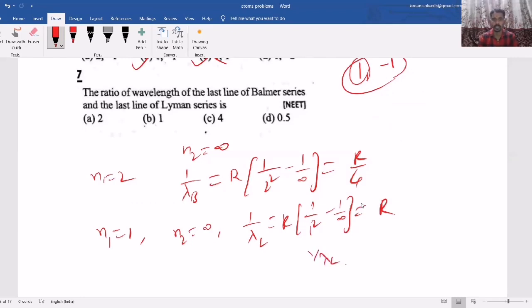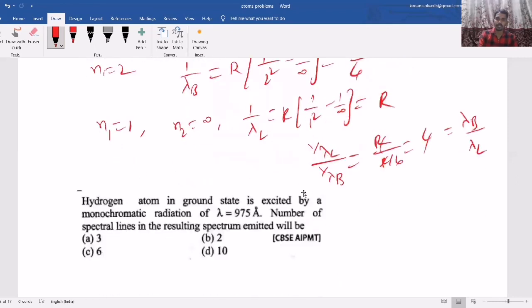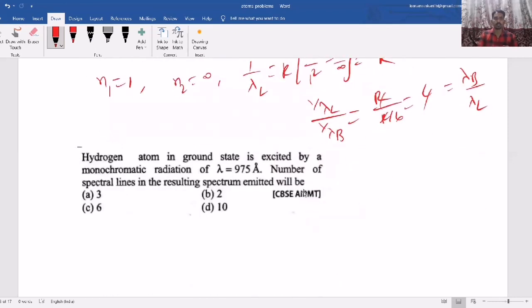So I will divide the second equation by the first equation. So R by 4, R cancels, 4 will come. So this will go up, lambda Balmer, and this will come down, lambda Lyman. So what is the answer coming? 4. So option C. As I said, the questions can be asked based on any transition from any series. Like this, comparison also they can ask you.